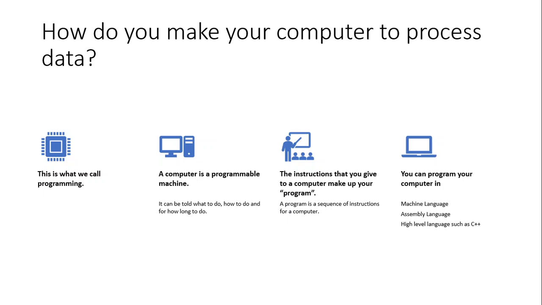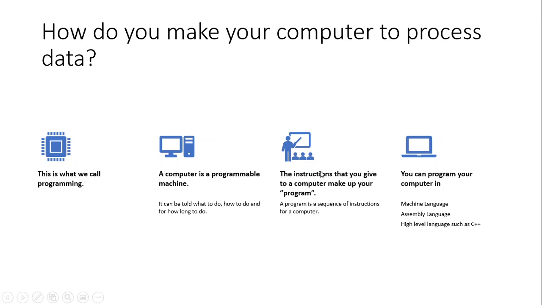You can give it instructions to do things for you. Okay, so what is a programmable machine? It can be told what to do, how to do, and for how long to do. This is a very informal definition of a programmable machine. You can tell a programmable machine what to do, how to do, and for how long or how many times to do.